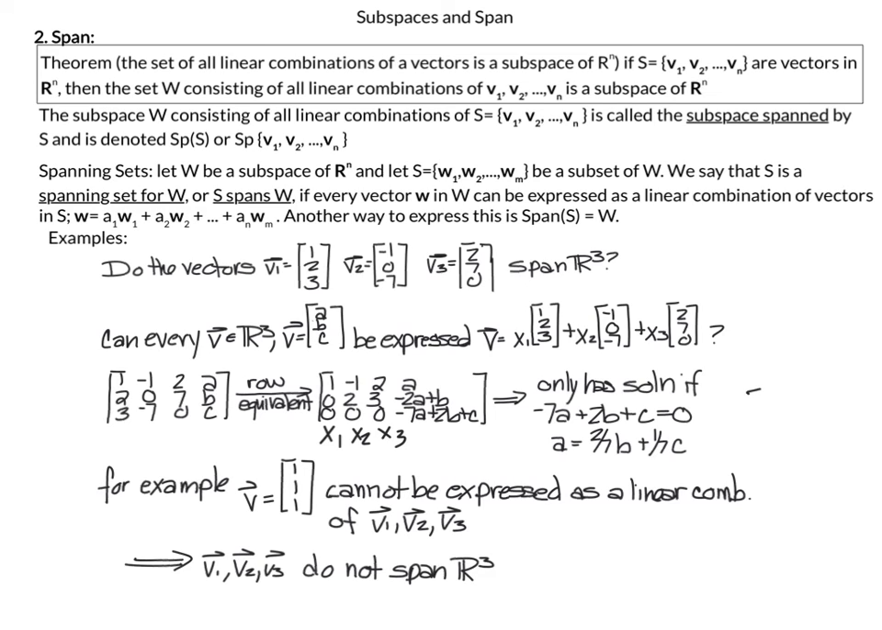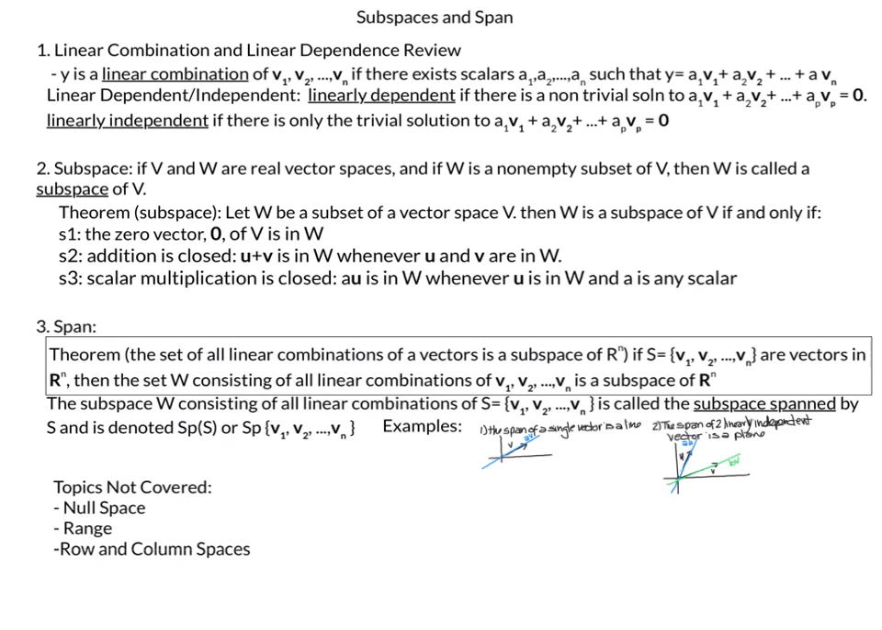So there are many vectors a, b, and c which can't be solved. For example, the vector 1, 1, 1. In this case, a does not equal 2/7 b plus 1/7 c, right? If a did, a should be equal to 3/7, but it's equal to 1. So this vector cannot be expressed as a linear combination of v1, v2, and v3, and therefore v1, v2, v3 do not span R3.